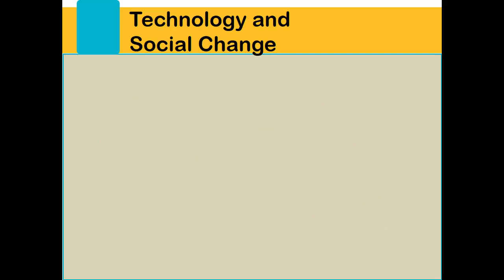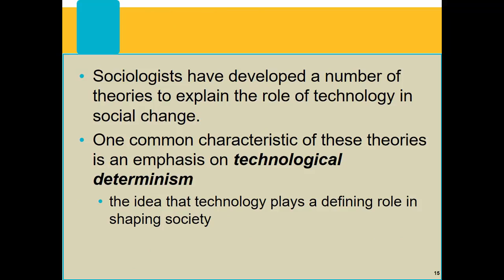Now let's talk a bit about technology and social change. Sociologists have developed a number of theories to explain the role of technology in social change. One common characteristic of these theories is an emphasis on technological determinism. This is the idea that technology plays a defining role in shaping society and what we can do in society.